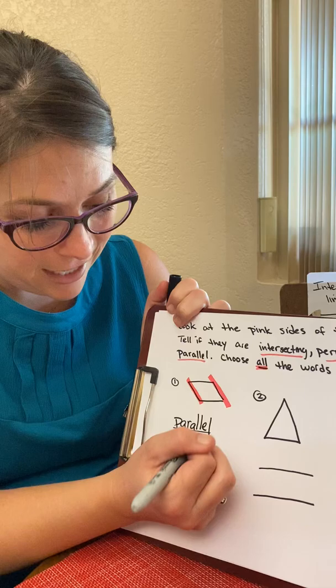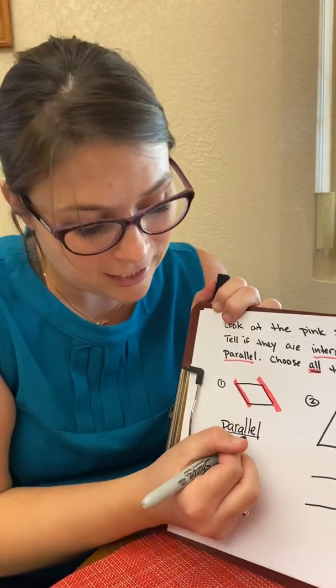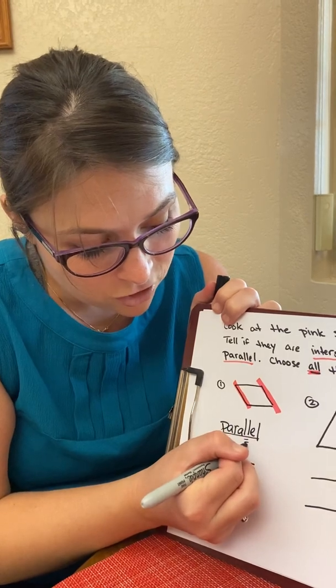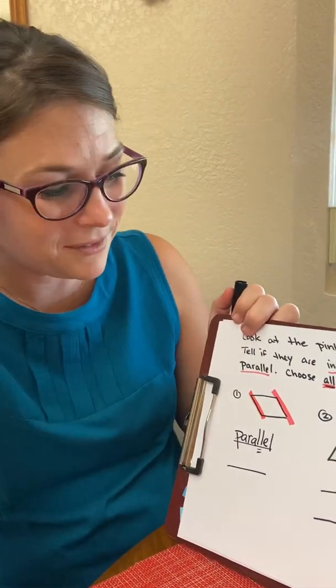One way that I remember parallel, meaning lines that will never intersect, is if you look at the two L's in them, they're just like the examples. They're two lines that are never going to intersect.